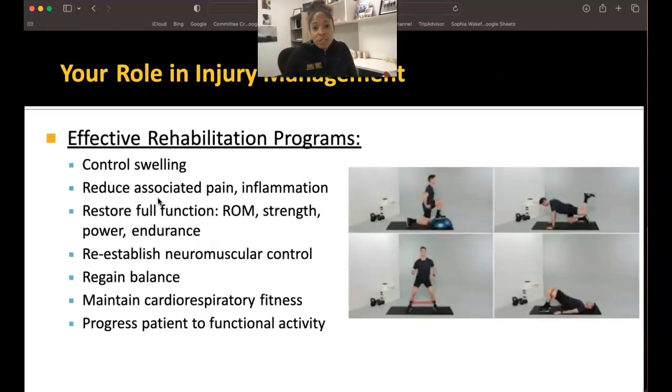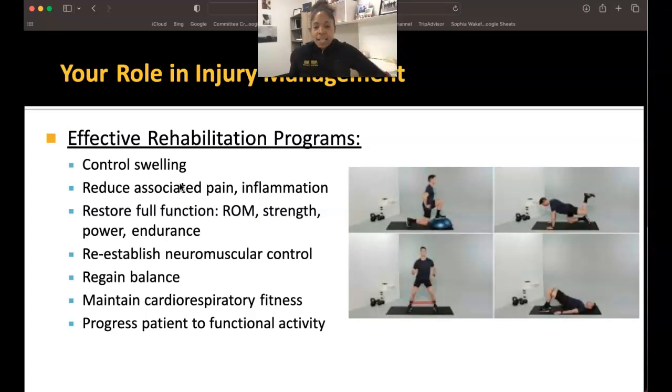All right. So what is our role in terms of injury management? If you're a PT, an OT, or an AT, or even a strength and conditioning coach or personal trainer, I think ultimately it's creating effective rehab programs, right? And that rehab program is going to be all-encompassing and include treatment. So what are you doing to control the swelling? What are you doing to reduce the cardinal signs and symptoms? And are you doing that early on, in that acute inflammatory phase before that swelling becomes chronic?